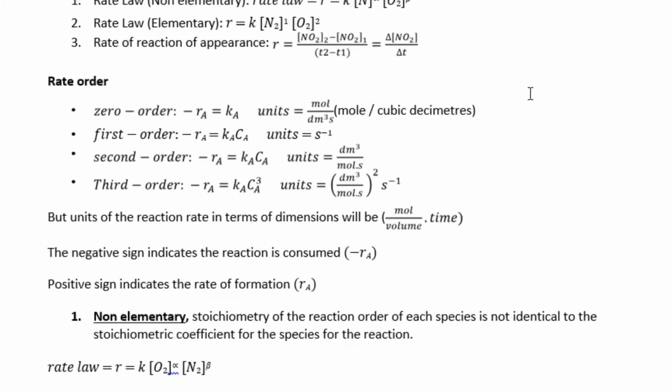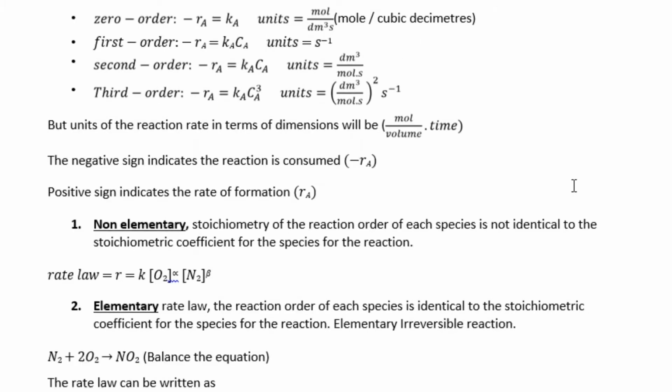When representing your rate law, your equations can either be zero order, first order, second order, or third order, and each have their own respective units in which they are measured. If the rate is represented using a negative sign, it indicates that the reactant is being consumed, and if it's a positive sign, we are forming the product.